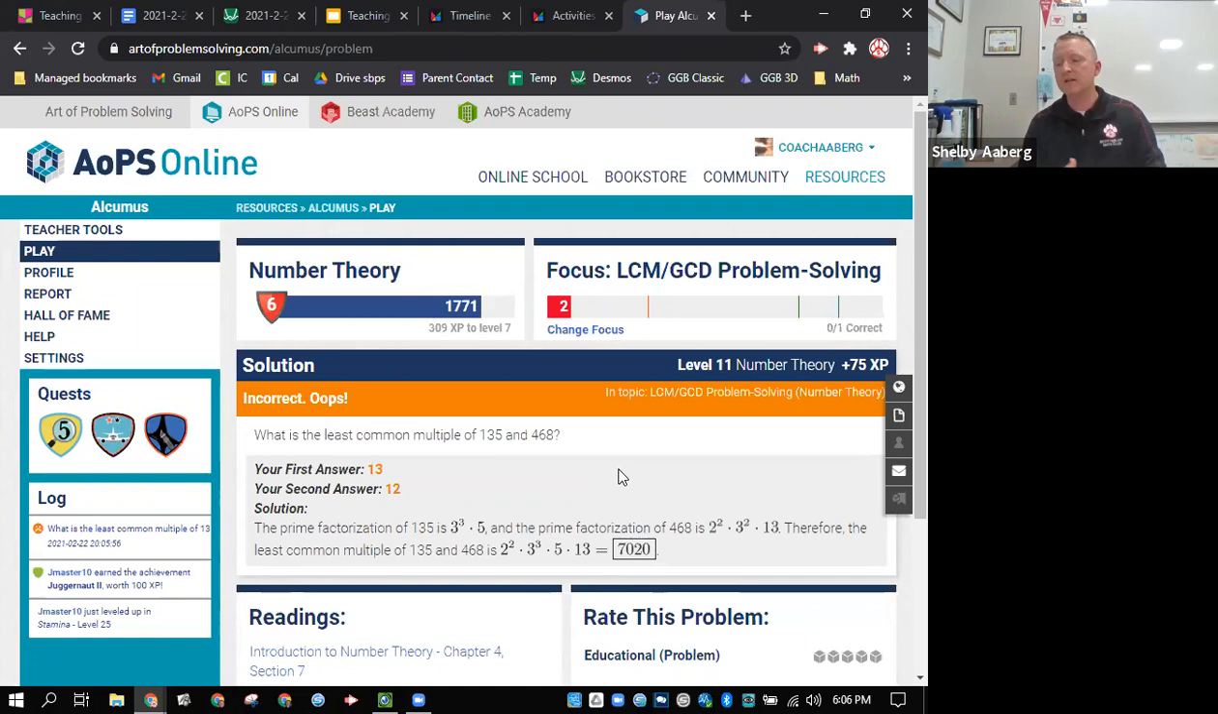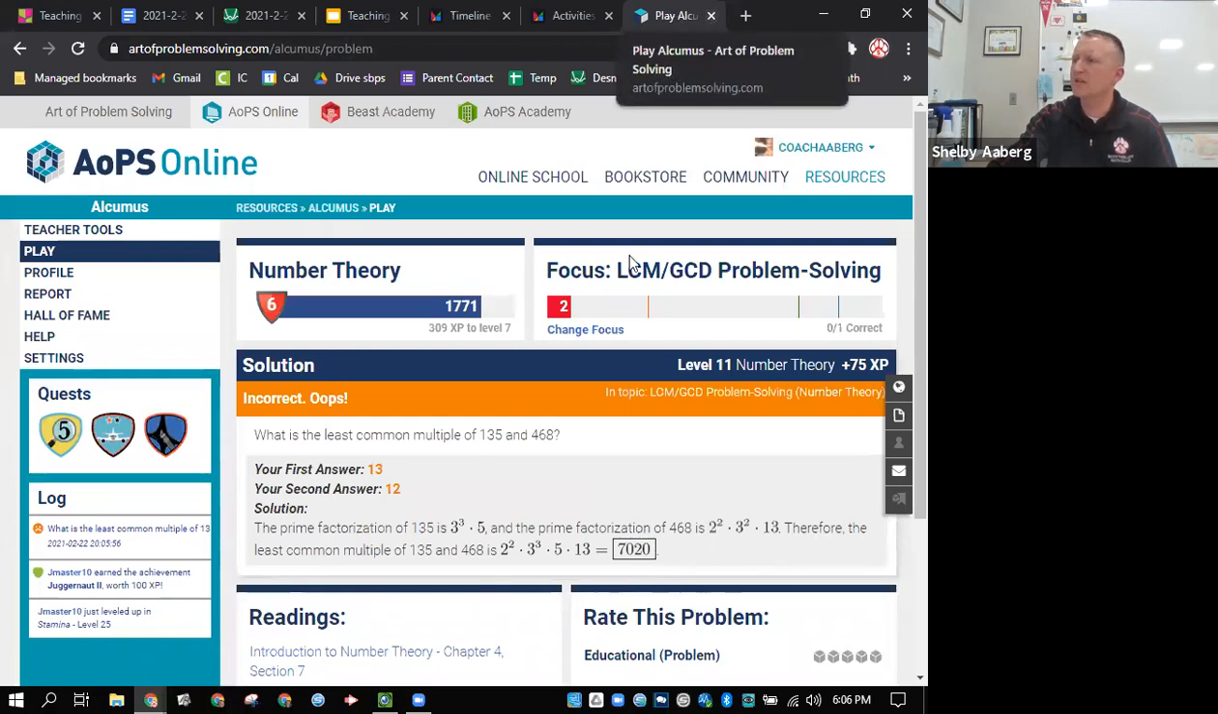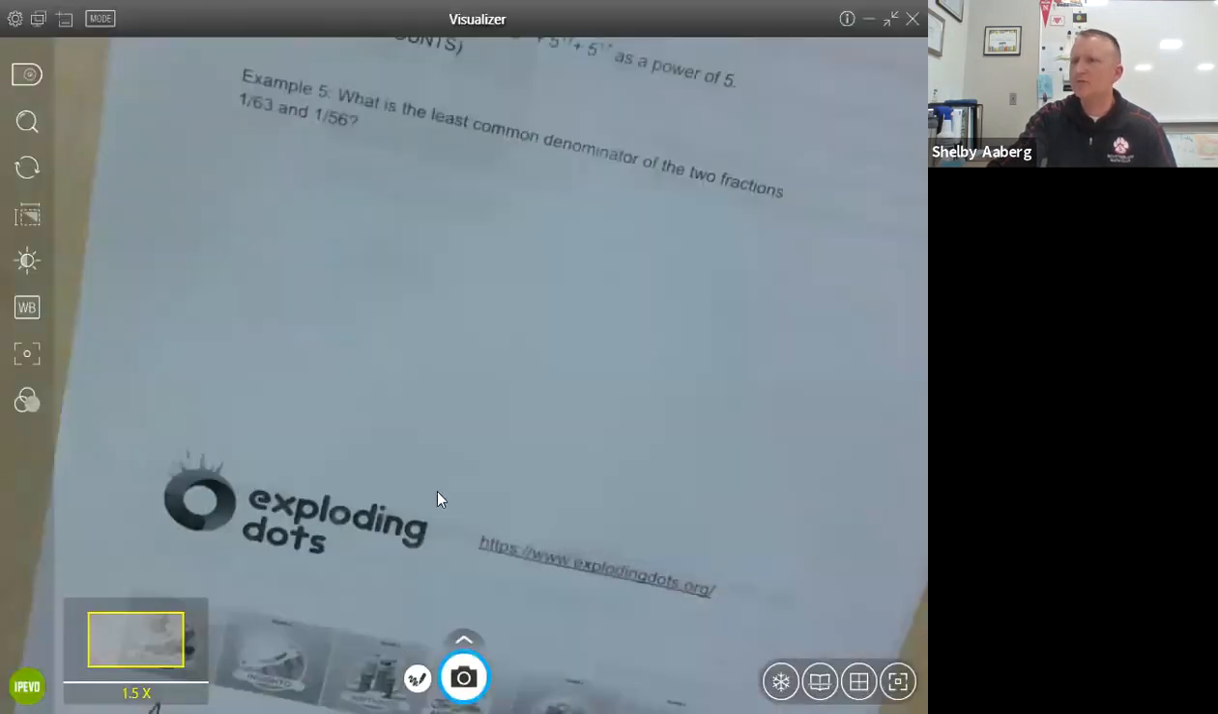If they're under the age of 13, then what they would need to do is have a parent guardian fill out a permission form that's on the site. They print it, sign it, scan it, send it to them, and then they're good to go. So that's a wonderful resource for LCM, GCD. But what if I'm doing this problem the old-fashioned way?